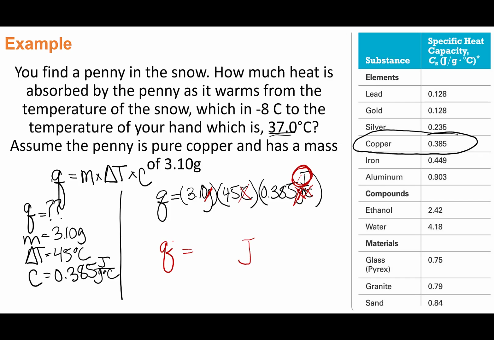We have 3.10 times 45 times 0.385. And we get that the amount of heat that is being absorbed is 53.7 joules. Okay.